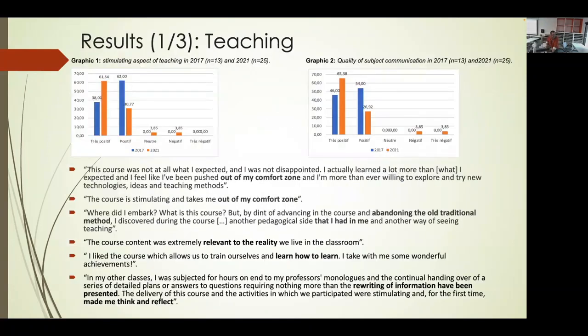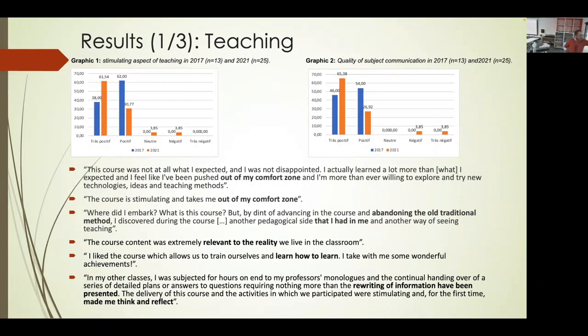intervention in this module. The result: here we have the stimulation aspect of how stimulating it was, and the quality of subject communication. And what you see there is a kind of polarization. The people were positive, in blue, and they were very positive at the end in the new version of the course. But we have two participants, actually 3.85%, neutral or negative. I want to keep this in mind, I will come back to these two participants.